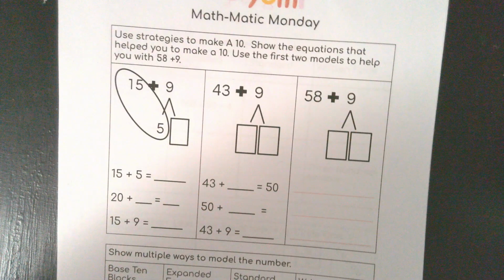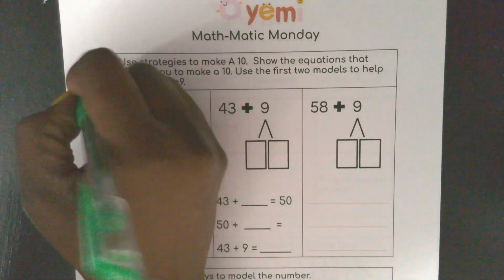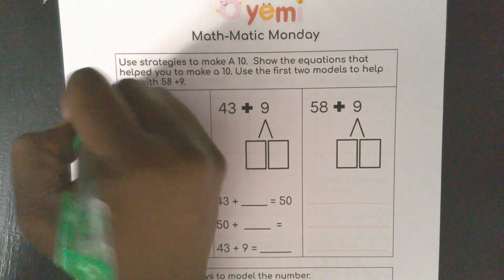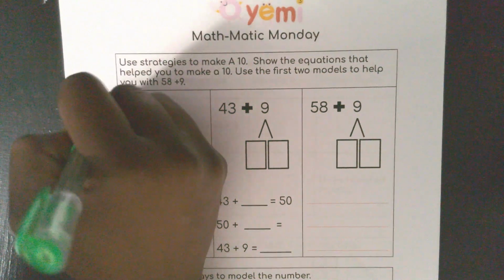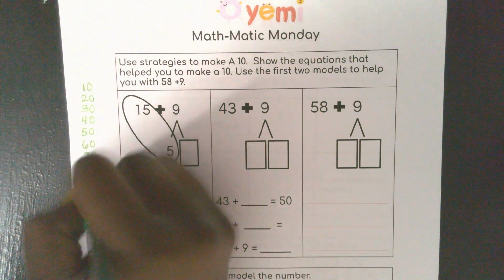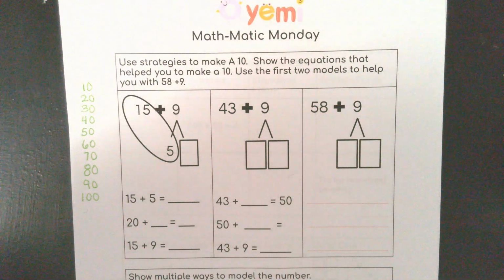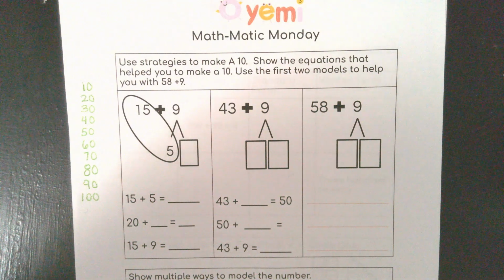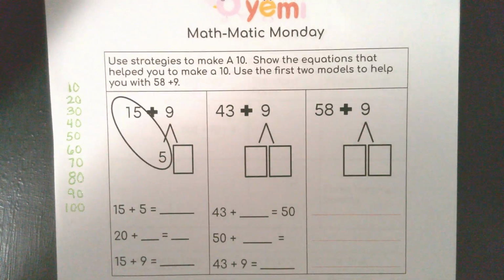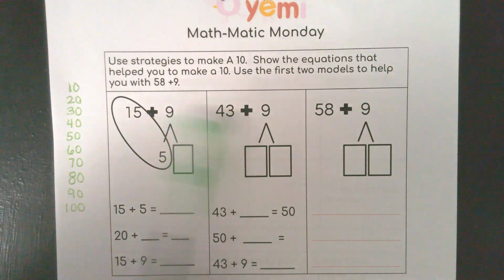On the side of your paper, I want you to just write the tens. So we have 10, 20, 30, 40, 50, 60, 70, 80, 90, and 100 is 100, but is also a group of tens. It is 10 tens, 100. So what we're going to do here is we are going to make a 10 when we're adding numbers together.